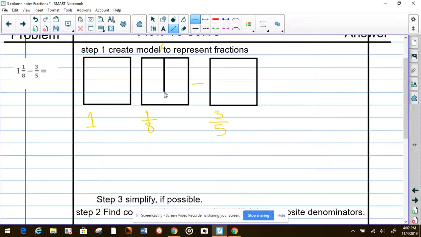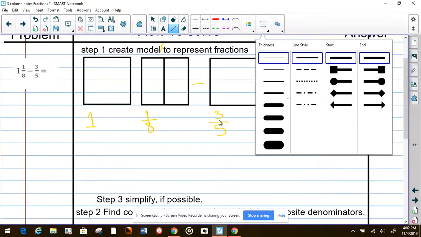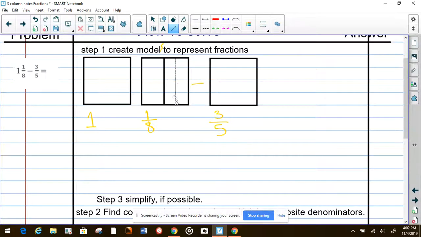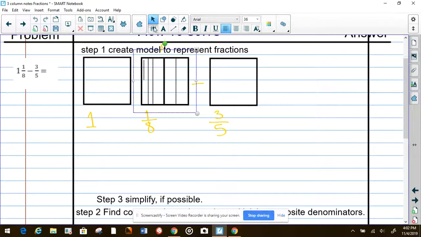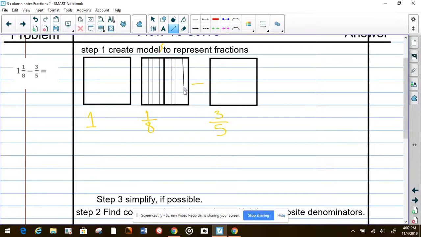So we're going to start with half. Let me get a thinner line. Then each half is going to be fractioned into fourths, and each fourth is going to be fractioned into eighths. So there it is, there it is, and there it is.